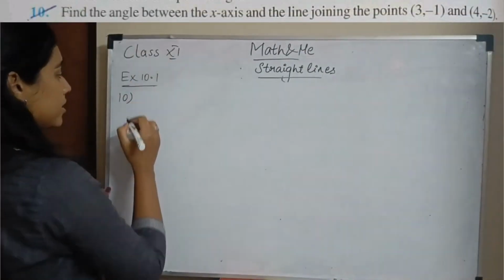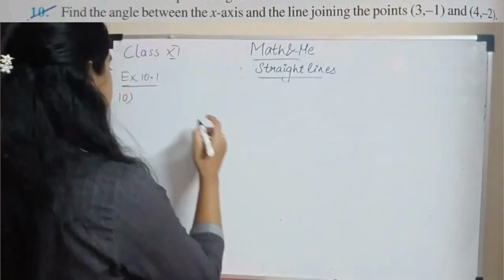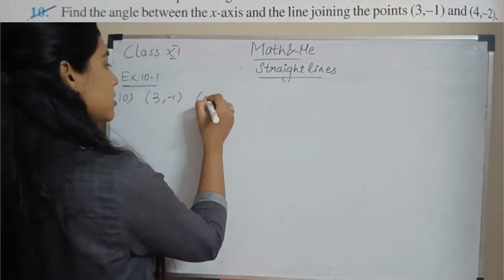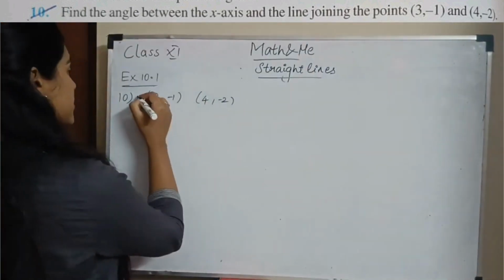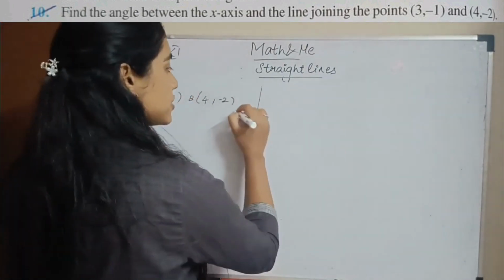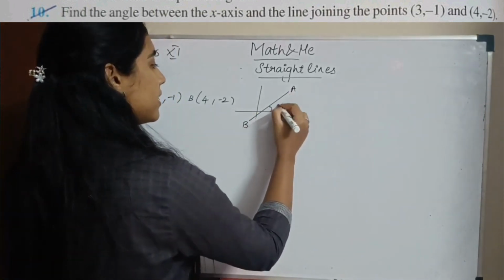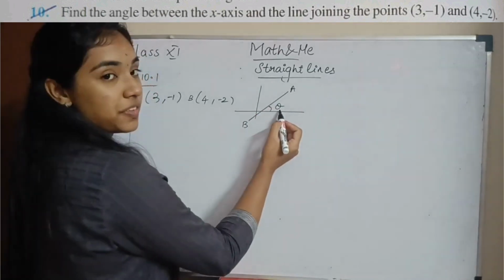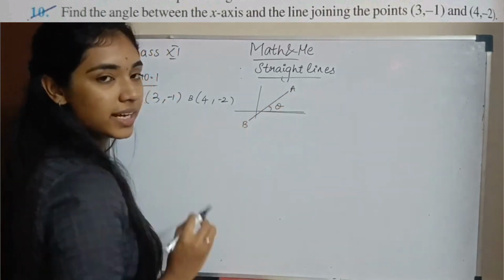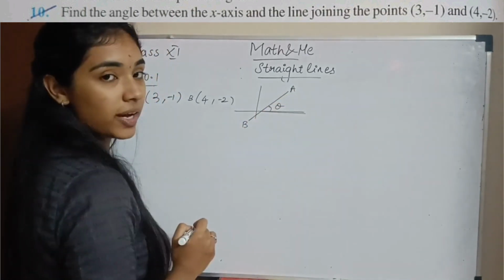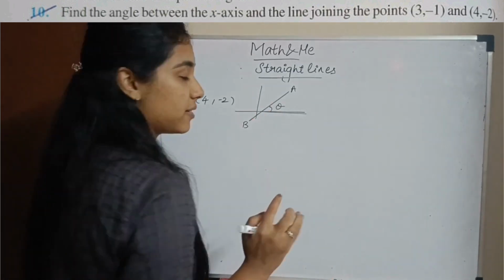Okay. Question number 10. Find the angle between the x-axis and the given 2 points: (3, minus 1) and (4, minus 2). So this is A and this is B. So this is your graph. This is your line. This is point A, B. They are asking what the value of theta is, the angle made by the x-axis with the line segment AB. So what do you do? First you find the slope and then equate it to tan theta, and then you find the tan inverse to find the value of theta, right?